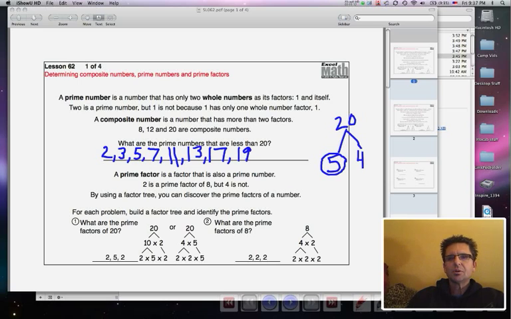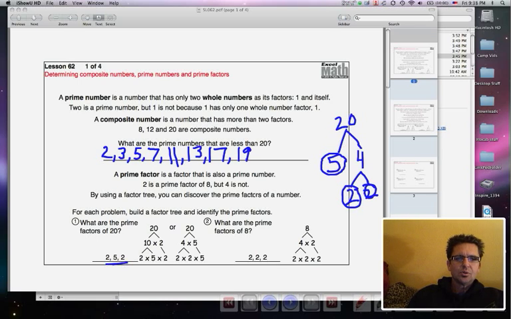5 is a prime number, so that's going to be one of my prime factors of 20. But I can break 4 down into two numbers that are multiplying to make 4. 2 times 2 is 4. Now each one of these numbers is prime, so the prime factorization of 20 is 2, 5, and 2. And you can see that here in the factor tree that I just made.